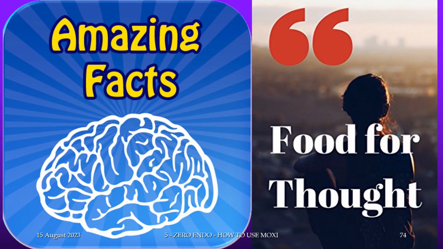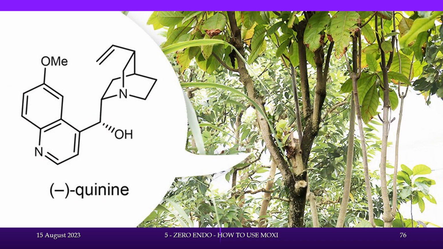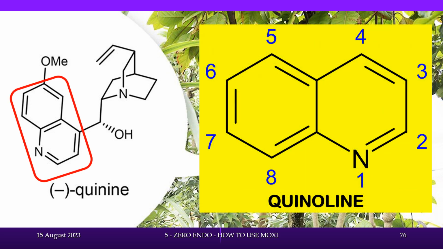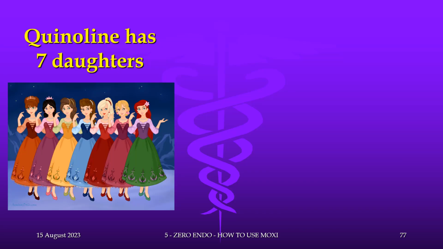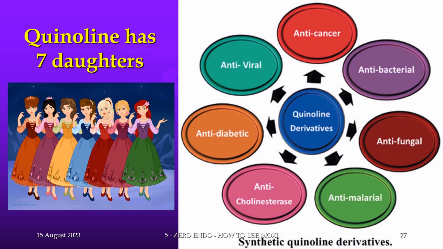By the way, let me tell you a few amazing facts which are food for thought. We all know that quinine is the daughter of the cinchona plant. Now quinoline is the daughter of quinine. In fact, the name quinoline comes from the word quinine, straight and direct family line. Now the quinoline has 7 daughters: anti-cancer, antibacterial, antifungal, anti-malarial, anticholinesterase, anti-diabetic and antiviral groups.